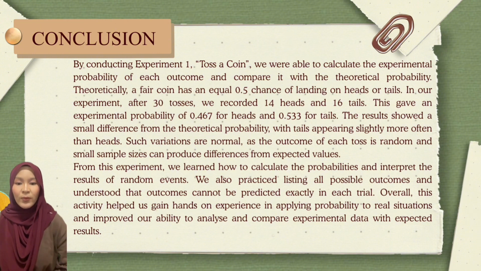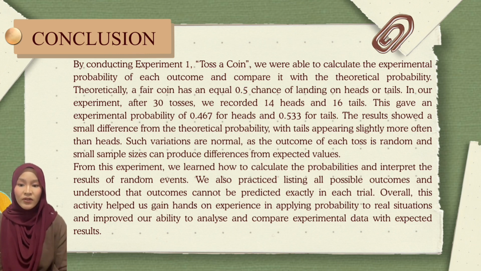By conducting experiment 1, which is tossing a coin, we were able to calculate the experimental probability of each outcome and compare it with the theoretical probability. Theoretically, a fair coin has an equal 0.5 chance of landing on heads or tails. In our experiment, after 30 tosses, we recorded 40 heads and 16 tails. This gave an experimental probability of 0.467 for heads and 0.533 for tails.